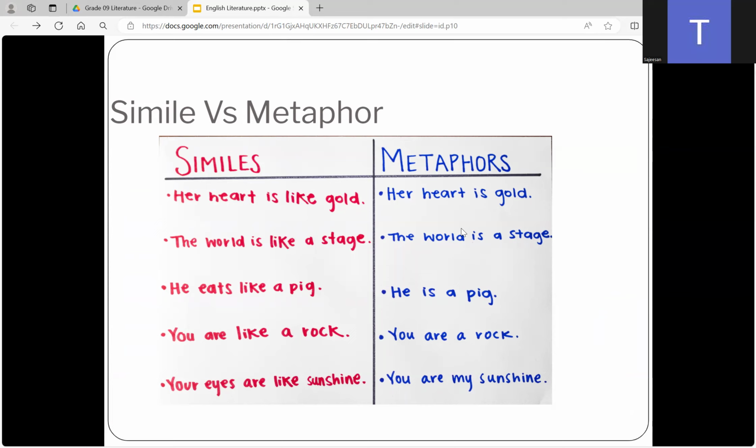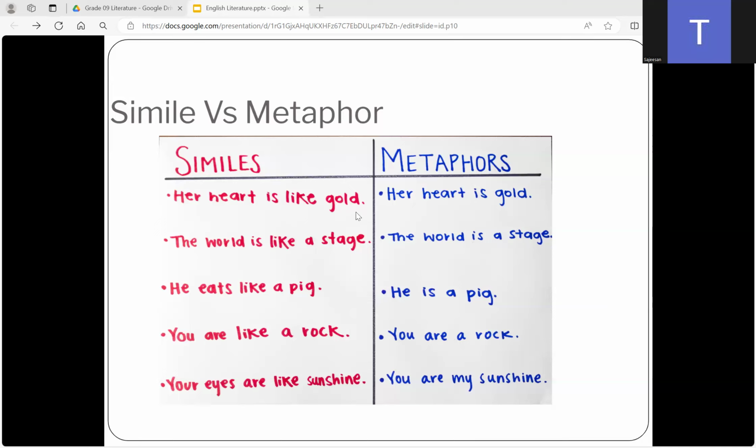Her heart is like gold. Her heart is gold. The world is like a stage. The world is a stage. He eats like a pig. He is a pig. You are like a rock. You are a rock. Your eyes are like sunshine. You are my sunshine. So these are the examples that give you evidence to understand vividly the use of simile and metaphor.